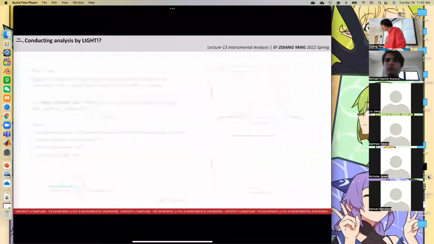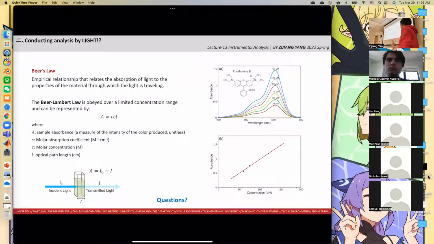And then let's talk about the relation between intensity of color and the concentration. This is based on Beer's law. This is an empirical relation that relates the absorption of light to the property of the materials through which the light is traveling. And here is the expression. This is obeyed over a limited concentration range and can be represented by this equation.